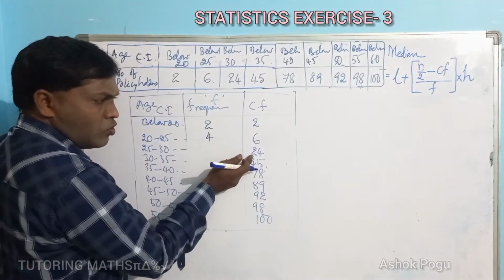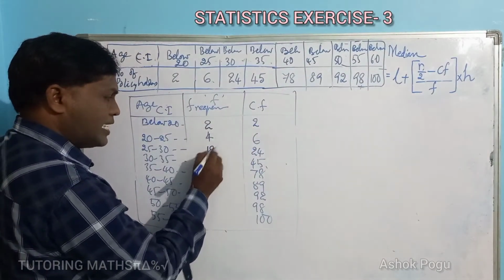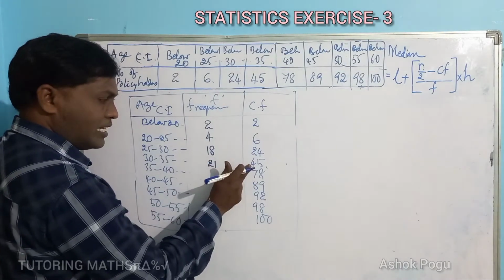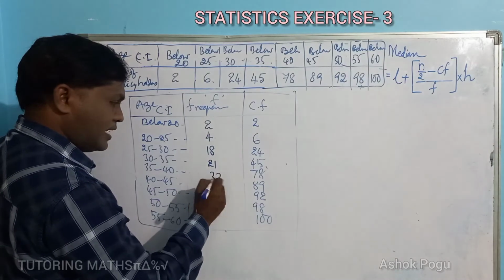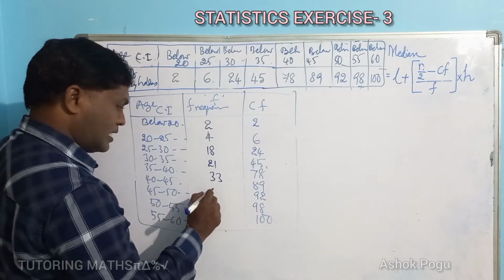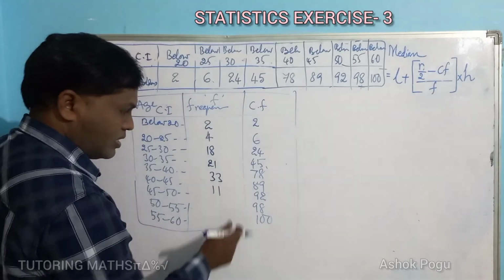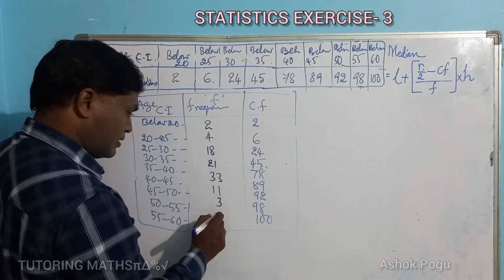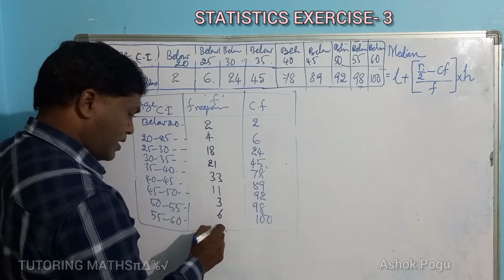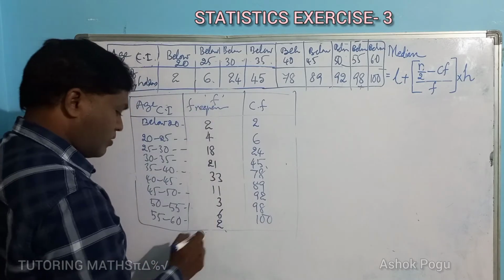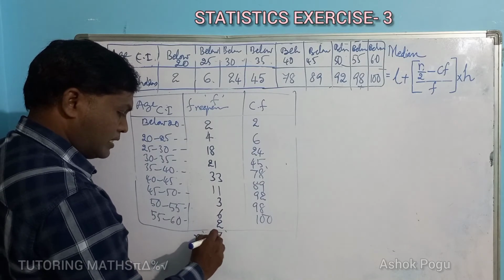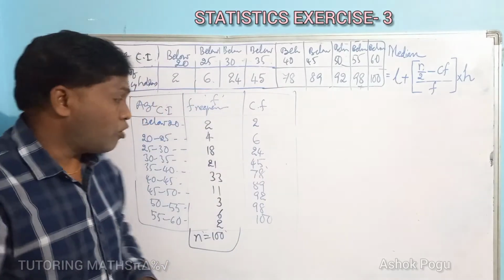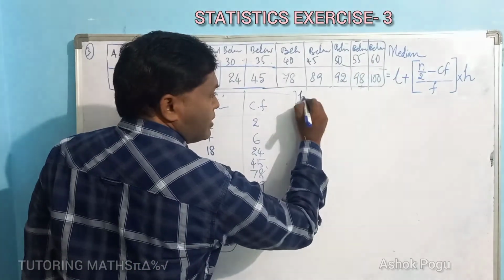And next difference, 24 minus 6 is 18. 45 minus 24 is 21. 78 minus 45 is 33. 89 minus 78 is 11. And 92 minus 89 is 3. 98 minus 92 is 6. 100 minus 98 is 2. So these are the frequencies. As you know, n is equal to 100. Already I have given, this is data about 100 policyholders. Let us write the values here.